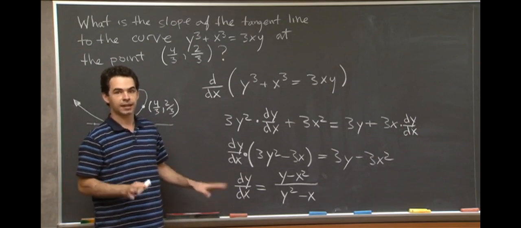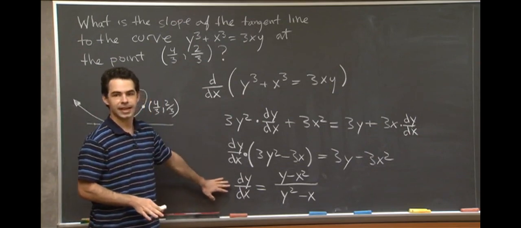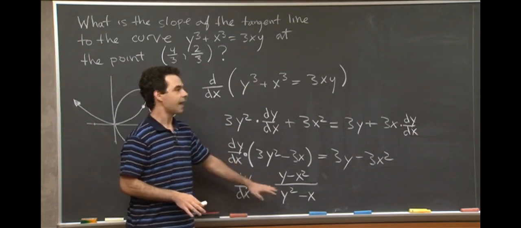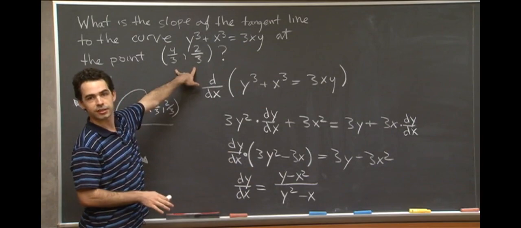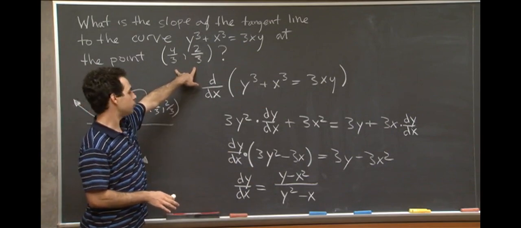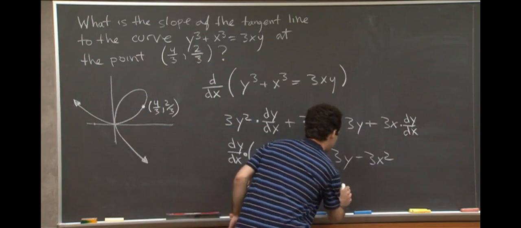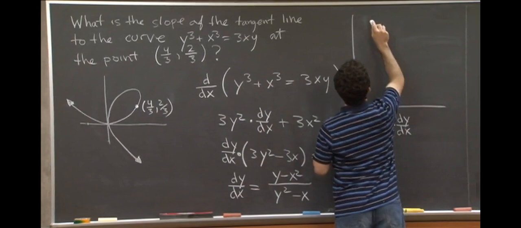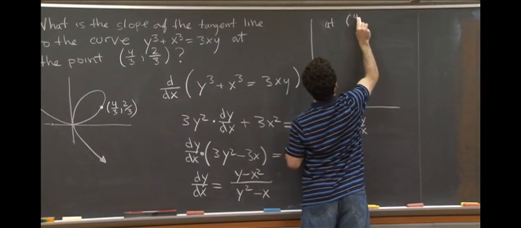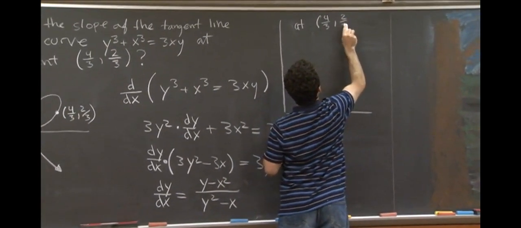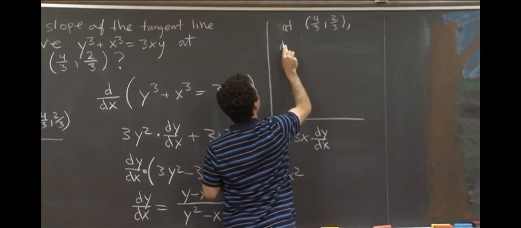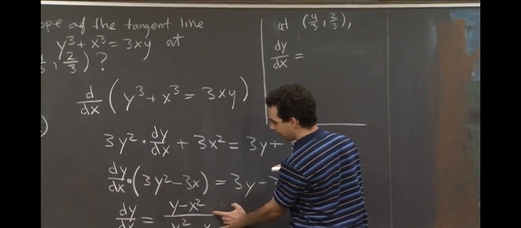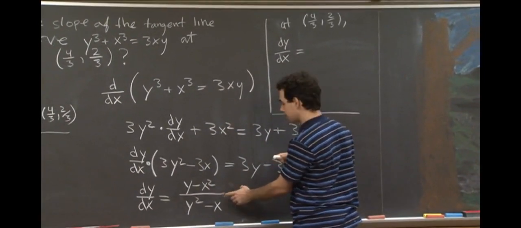OK, so at any point xy on this curve, the slope of the tangent line is given by this expression here. And we're interested in a particular point in this problem. We're interested in the point 4/3, 2/3. So let me take that back up here. So at the point 4/3, 2/3, we have dy by dx. So we just plug that value of y and that value of x into this formula that we've got.